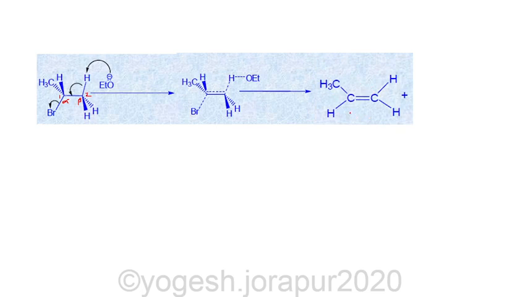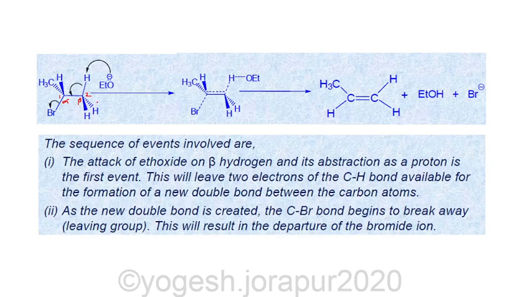Alkene is the ultimate product that we obtain in an elimination reaction. This is my byproduct: the alkoxide abstracts the proton and we get ethanol, and there is a displacement of the leaving group, so we get a halide ion, and the halide ion combines with the metal to form a salt. Let's see the steps involved in this E2 elimination.